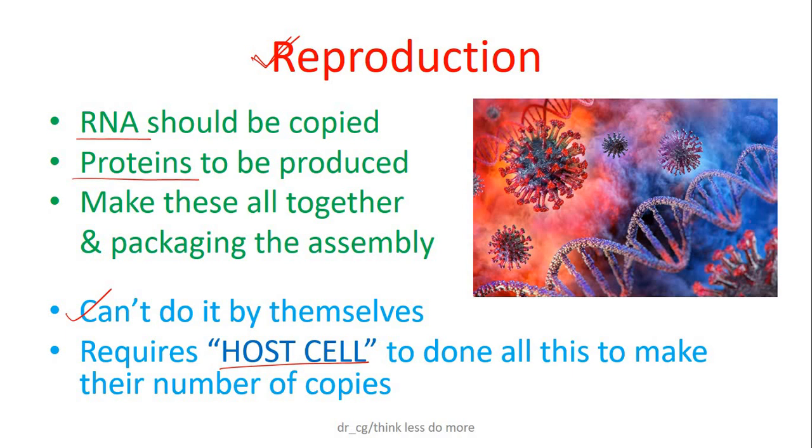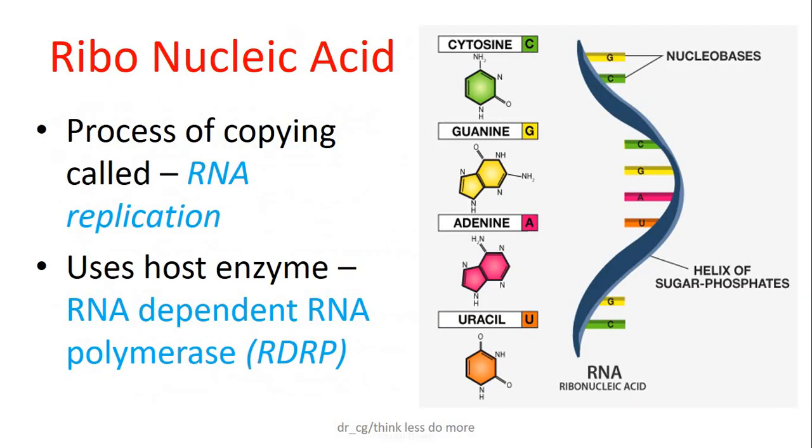Now we will see some basic concepts of RNA structure and protein structure. RNA means ribonucleic acid. It contains a helical chain of sugars and phosphates with nucleotide bases as side attachments. This base can be cytosine, guanine, adenine or uracil. They are abbreviated as C, G, A or U respectively. The process of copying RNA is called RNA replication.